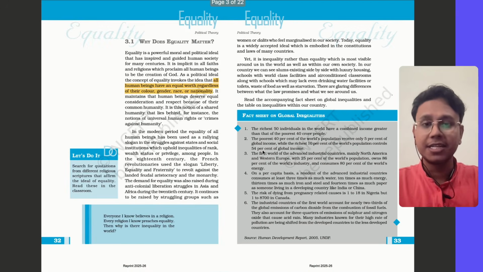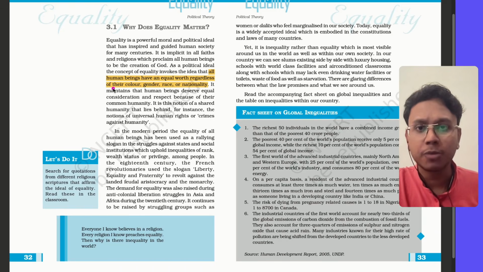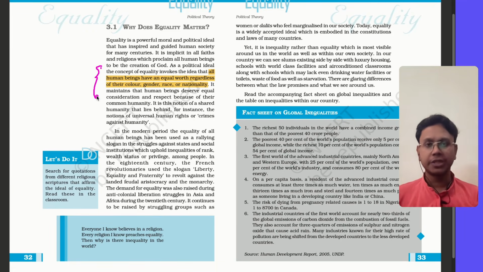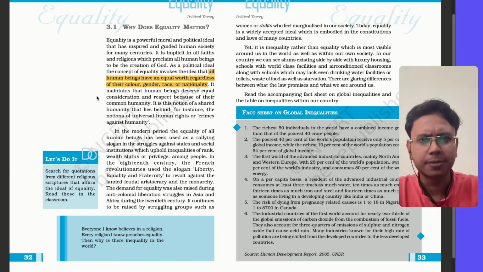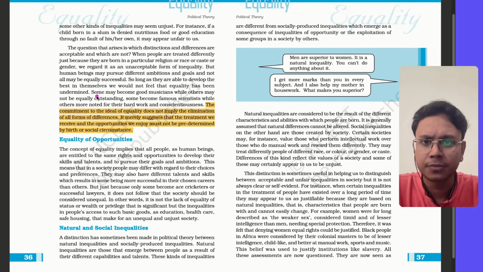Now, if in simple terms we understand equality, what is it? It's given in NCERT: all human beings have an equal worth regardless of their color, gender, race, nationality. Everyone is equal. Everyone has to be treated equal as a human being. No further bifurcation should be there. Simple equality. However, this meaning of equality is very narrow. How is it narrow? Read this.